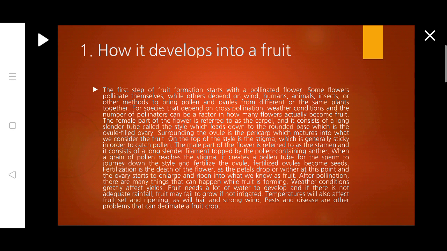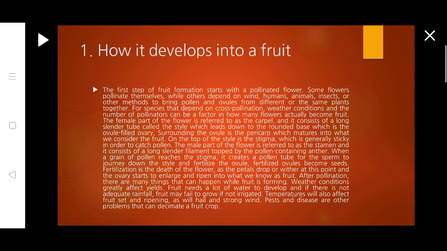Fertilization is the death of the flower, as the petals drop or wither at this point, and the ovary starts to enlarge and ripen into what we know as the fruit. After pollination, there are many things that can happen while fruit is forming. Weather conditions greatly affect yields.